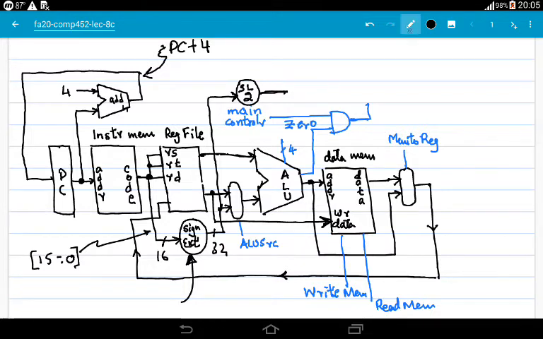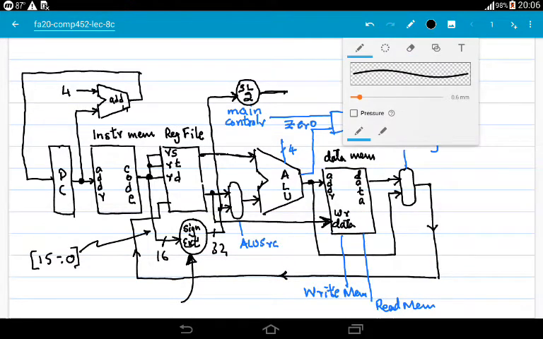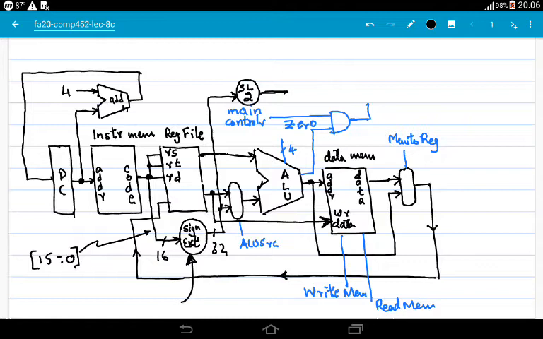So what I'm going to do is erase this stuff. Actually, I should not have erased it. Yeah, I think I should have erased it. And I'll redraw the parts of the figure later on.